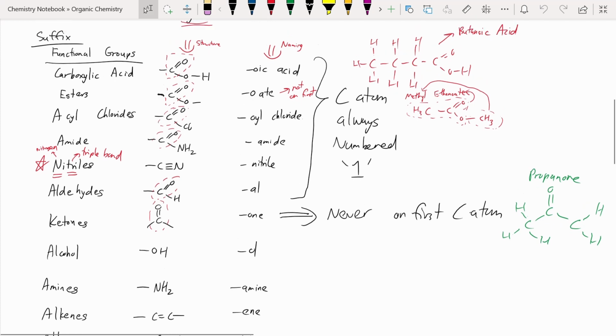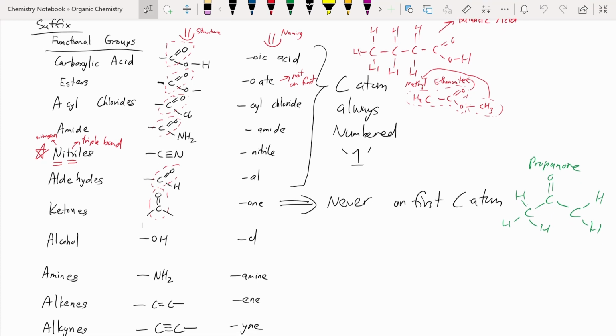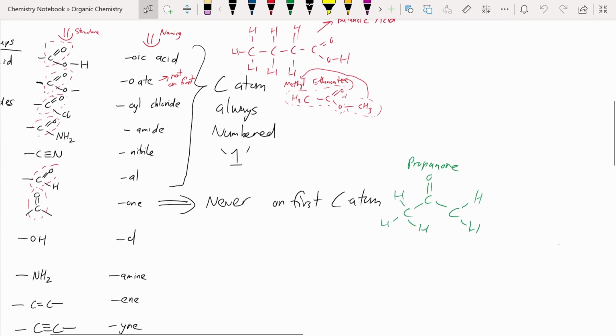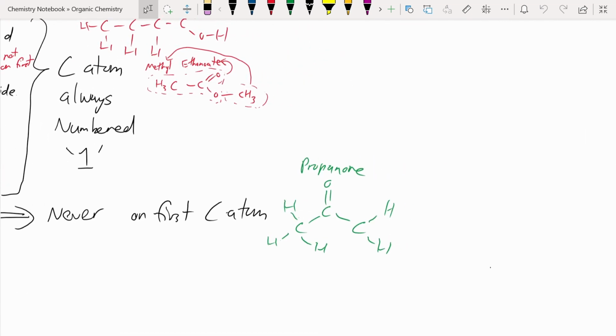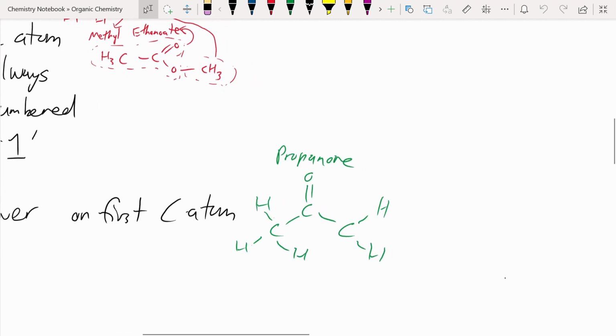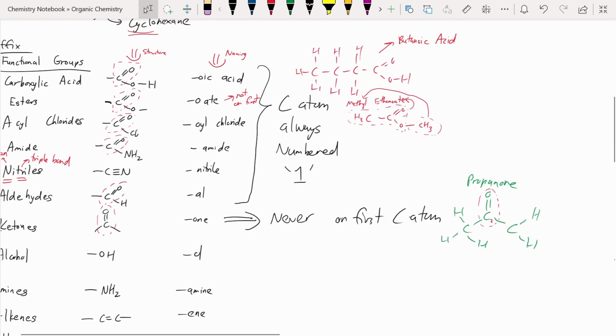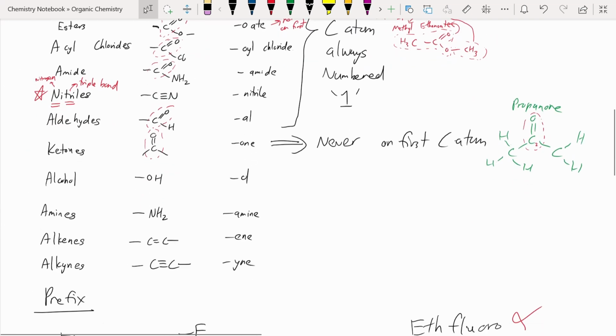Okay, then another thing to know is that the first 6 rows, except for esters, the carbon atom is always numbered 1. And then ketones, it will not be on the first carbon atom because in the case of propanone, as you can see, the first is not the first carbon atom. So this ketone right here is on the second carbon atom. Yeah, and then there will be the surrounding methyl groups at the side.